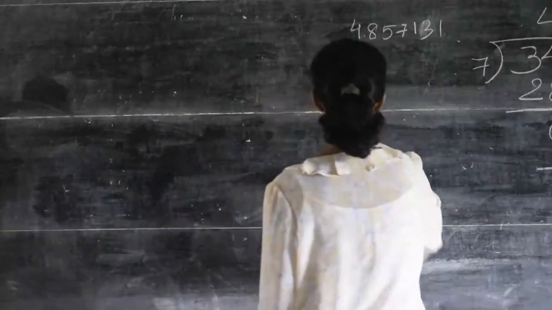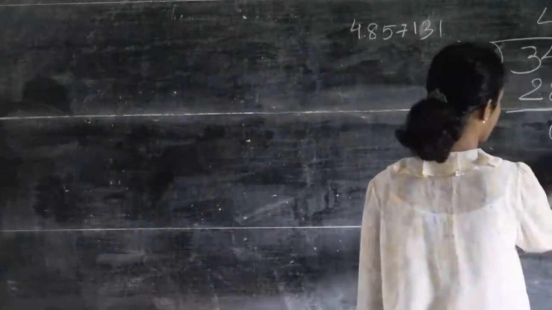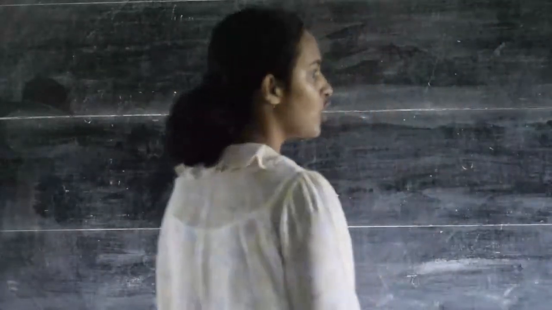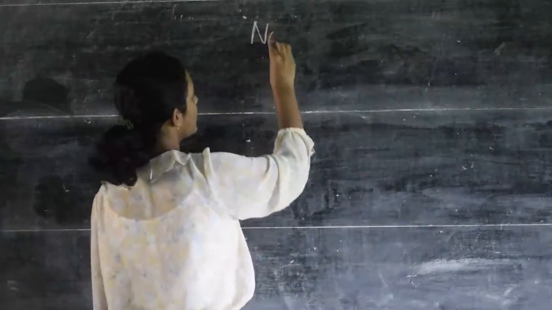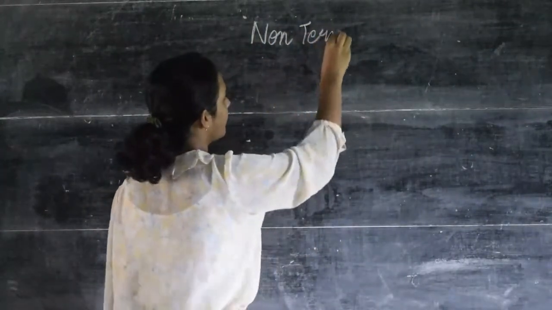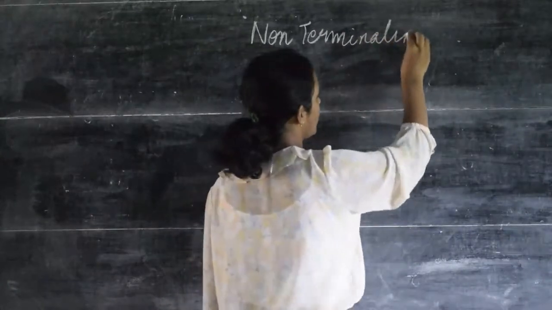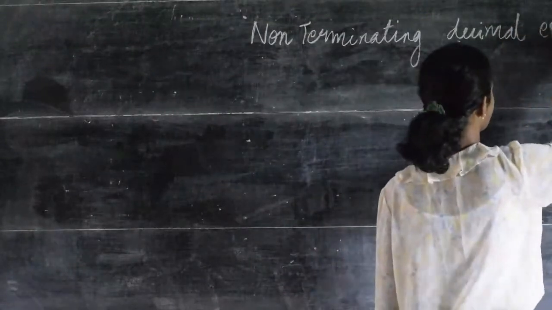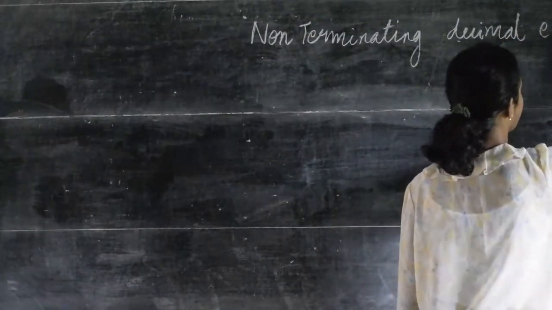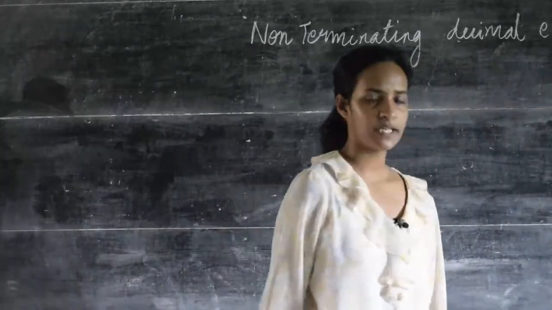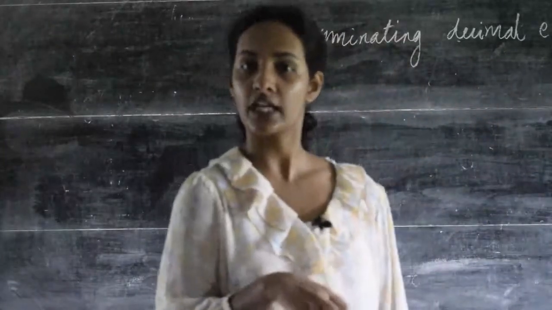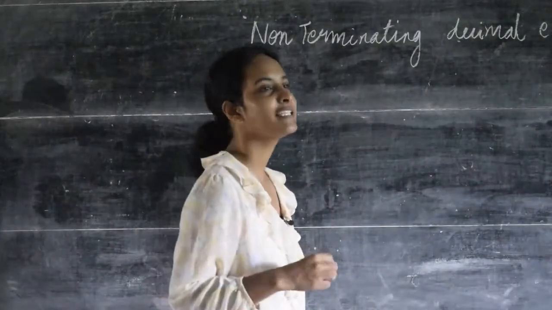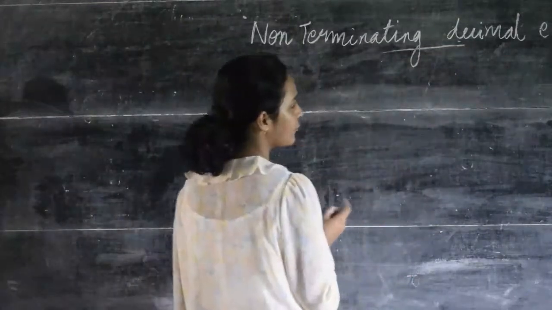So the second type of decimal expansion that we are going to learn is non-terminating decimal expansion, okay? Now what is non-terminating decimal expansion? It is the opposite of the other one, right? There are two types of non-terminating decimal expansion. Now let's see the first type.